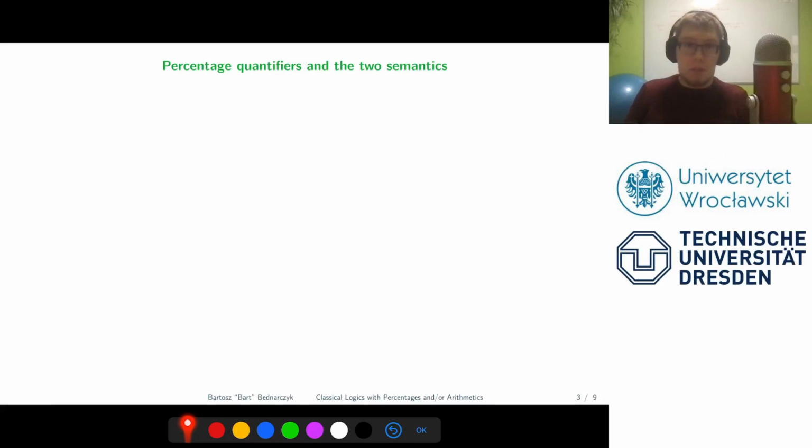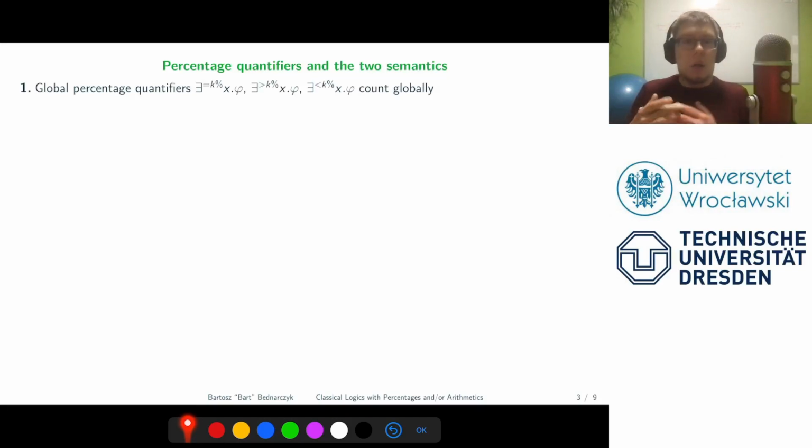And we will add percentage quantifiers in two different semantics. First, a global semantics, in which we have global percentage quantifiers. Whenever I write "there exist k% x's such that phi holds", I count all the elements from my domain, I select those satisfying phi, and there must be exactly k% of these elements among all the elements in my domain. If you would like to see the formal semantics, it's here, so we can pause the video and check it.